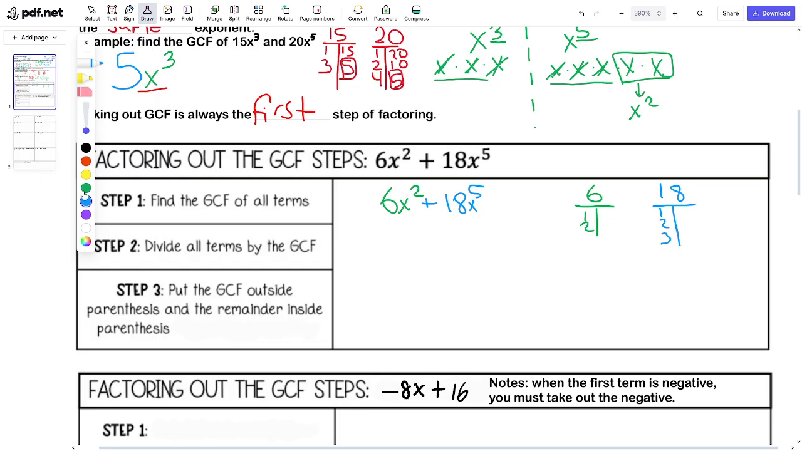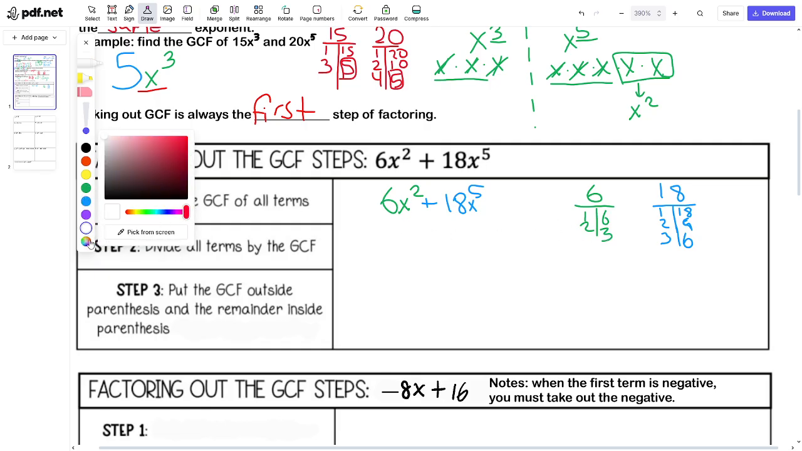All right. So first, factors of 6. Well, 1 and 6, 2 and 3. Those are your factors. Factors of 18: 1 and 18, because again, 1 times anything is itself. 2 and 9. And 3 and 6. 4 and 5 don't work. And 2 and 3 is going to repeat again. So what's our GCF? I'll give you a moment.